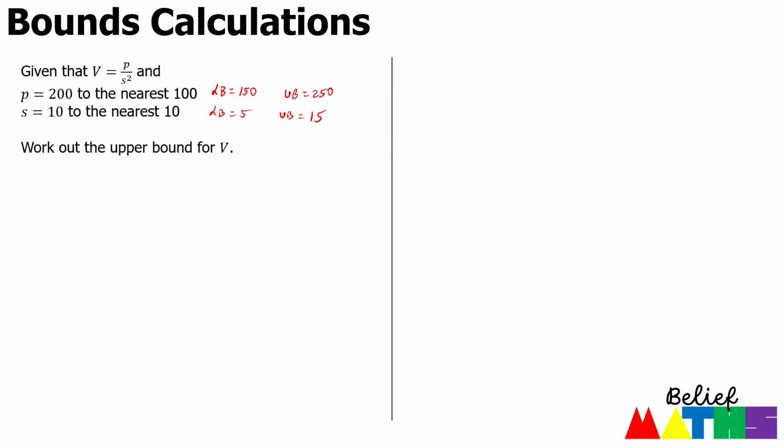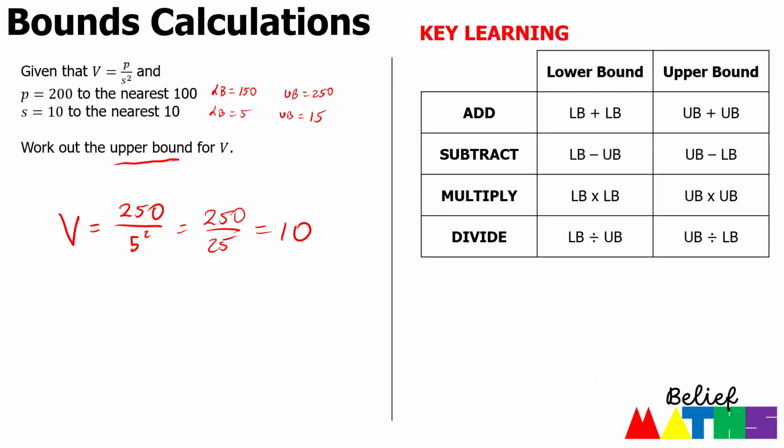Now, to find the upper bound for V, because I'm doing division, I need the numerator to be as big as possible, so I use the upper bound for P, which is 250, and I need the denominator to be as small as possible, so I use the lower bound for S, which in this case is 5. And then I just work it out, 250 over 25, which is 10. So the upper bound for V is 10. Now, on the right hand side, and feel free to pause this and just have a read through it, that's the key idea of how you find them.